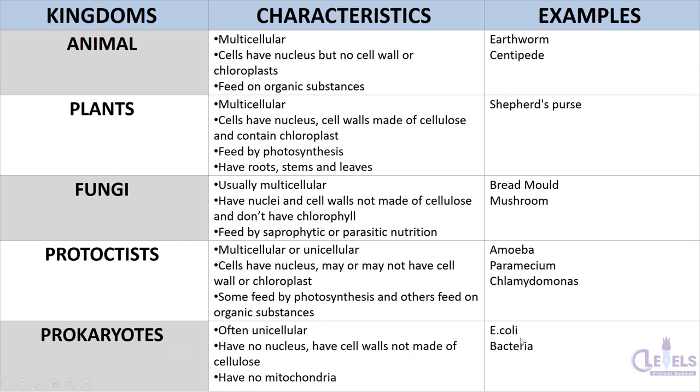Examples of prokaryotes include E. coli and bacteria. Protoctista examples are amoeba, paramecium, and chlamydomonas. Fungi, as I said before, are mushrooms or bread mold. If you see the moldy bread we get when it's been lying around in the kitchen for a few days, that is a fungus. And plants, we already know there are so many plants, and animals as well. We have lions, tigers, earthworms, centipedes, all of these animals.